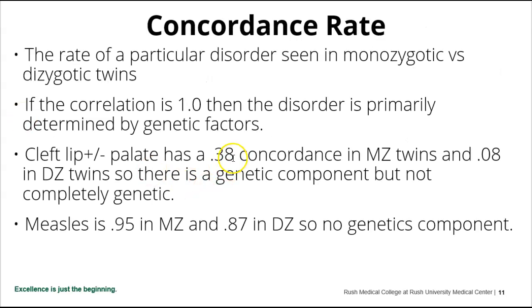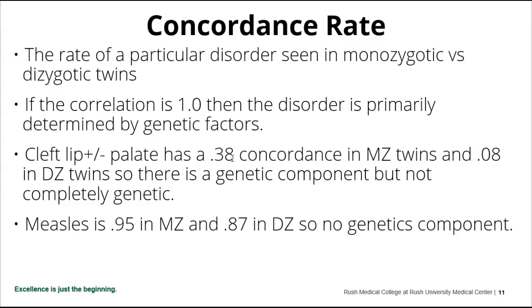So concordance rate, the rate of a particular disorder seen among monozygotic compared to dizygotic twins. So if the concordance is 1 in monozygotic twins, then you would say it's all genetic. So let's say phenylketonuria or PKU. It's autosomal recessive. If one has it, the other has it. But let's look at these multifactorial disorders.